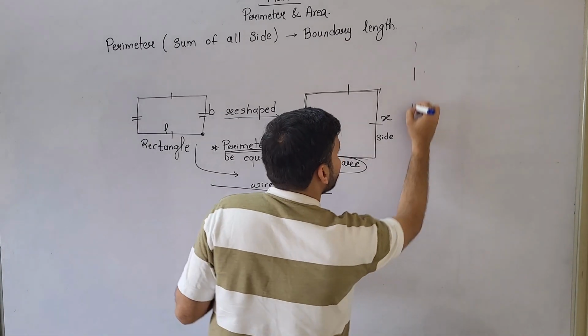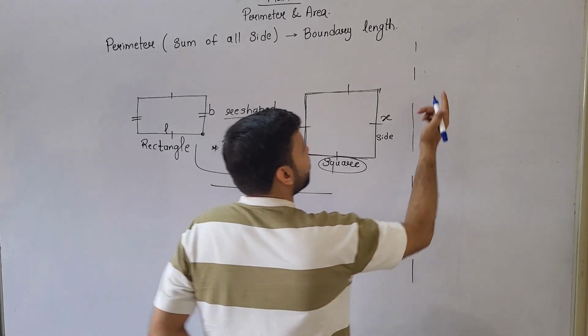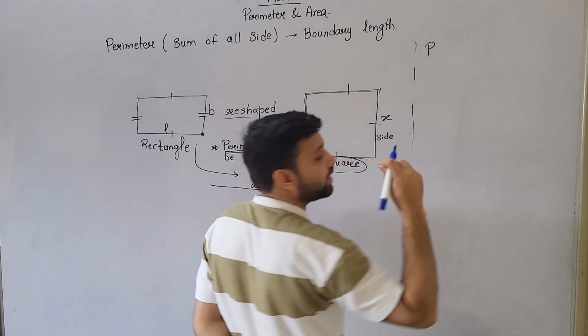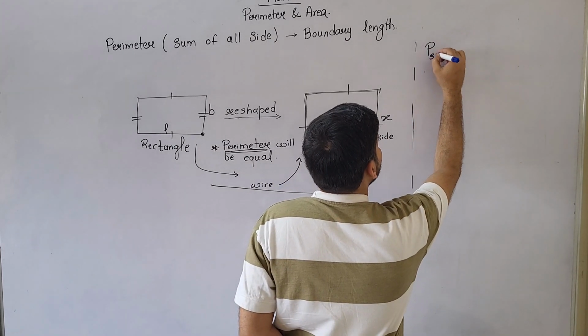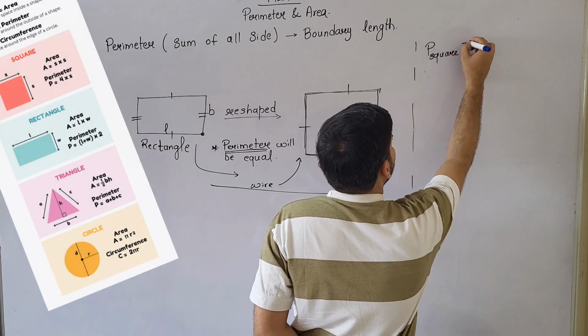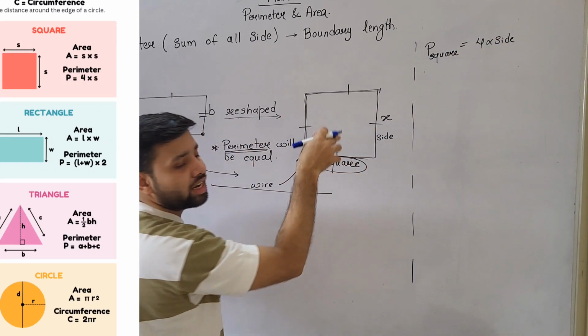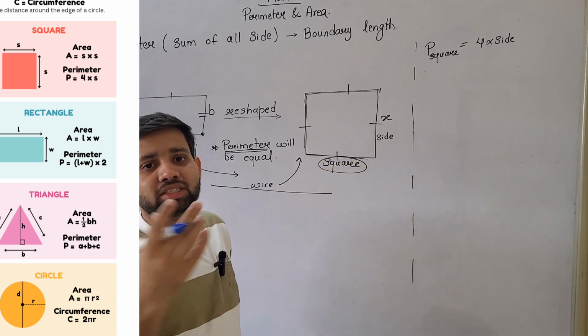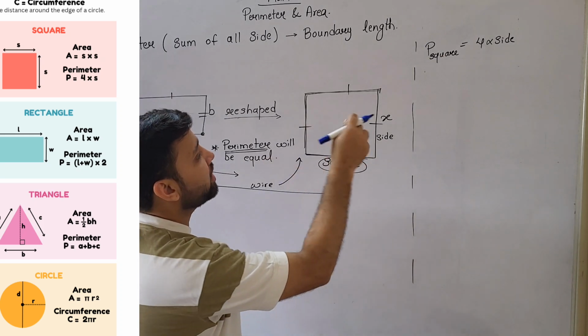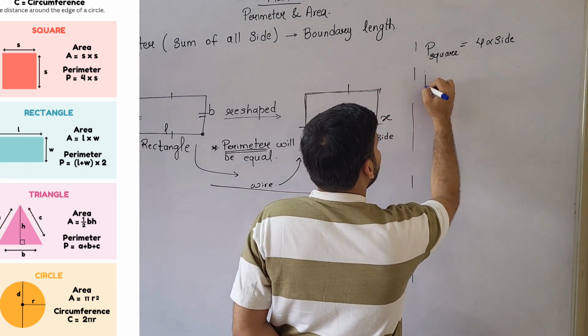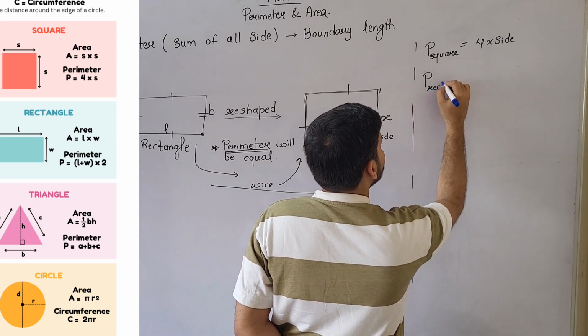Okay. Now, if you don't know the formulas, I am writing them. Come on, quickly tell me, what is the perimeter of a square? I know you all know: 4 into side, because all 4 sides are equal. Either you can add side plus side plus side plus side, or you can multiply the side by 4. What is the perimeter of a rectangle?